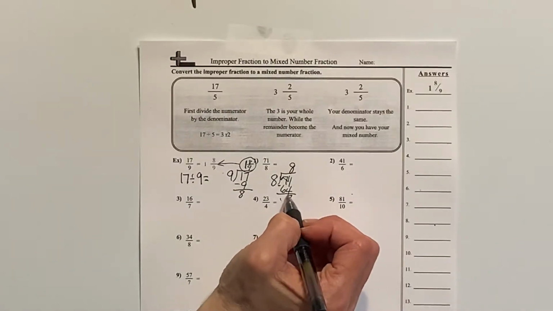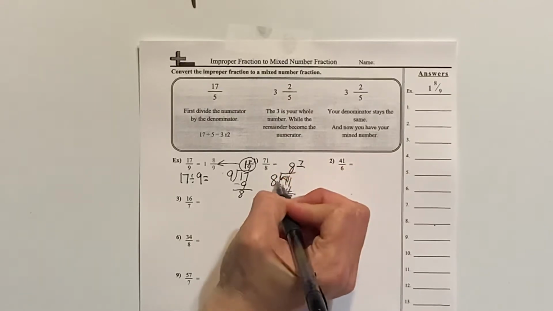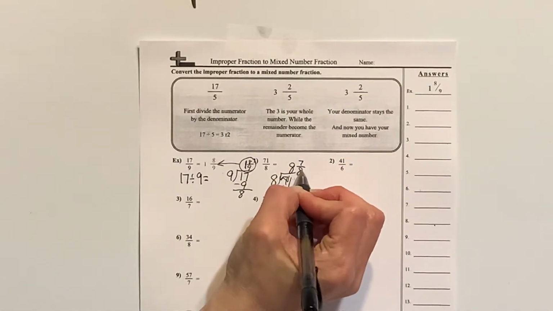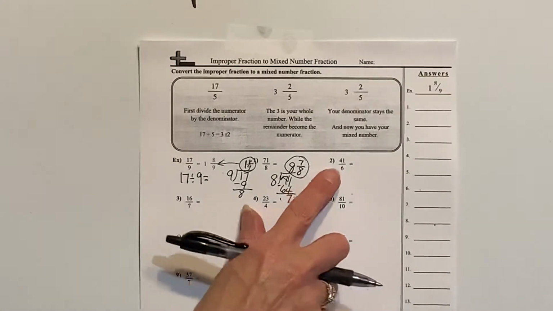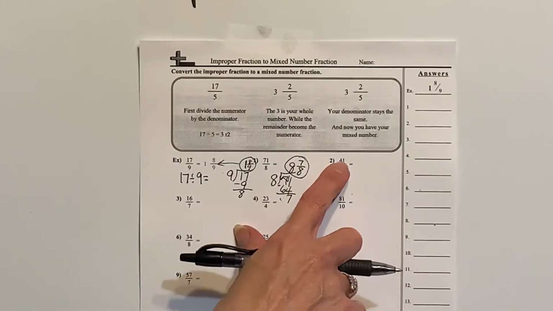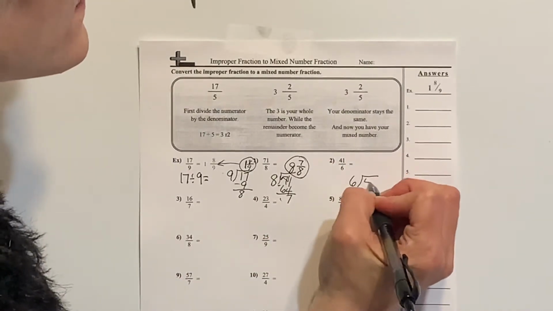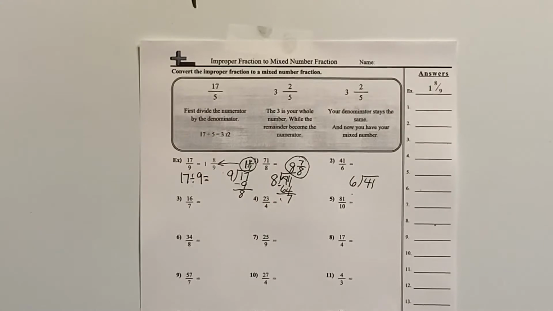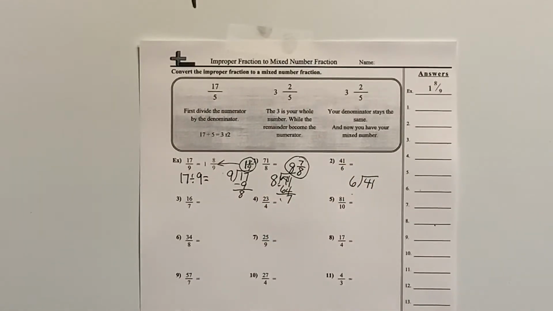I'm not. I want to write it as a mixed number. So 7 is going to be my numerator. 8, which is what I divided by, will be my denominator. 8 7/8. I hope this is looking more familiar to you. So here we have 41/6, which is the same thing as saying 41 divided by 6. 41 divided by 6.